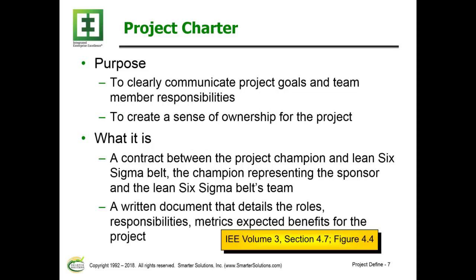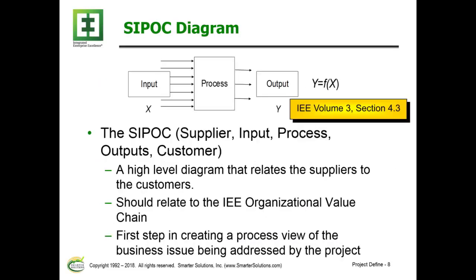The project charter is basically a contract between the project champion, the Lean Six Sigma belt, and the team on what is to be accomplished and when it's to be accomplished. It is a written document that details the roles and responsibilities and metrics, and expected benefits from the project.